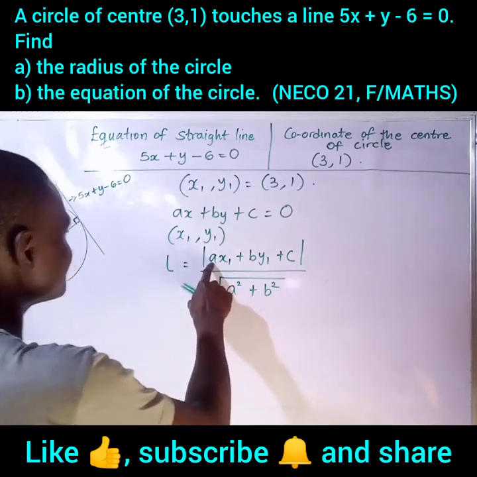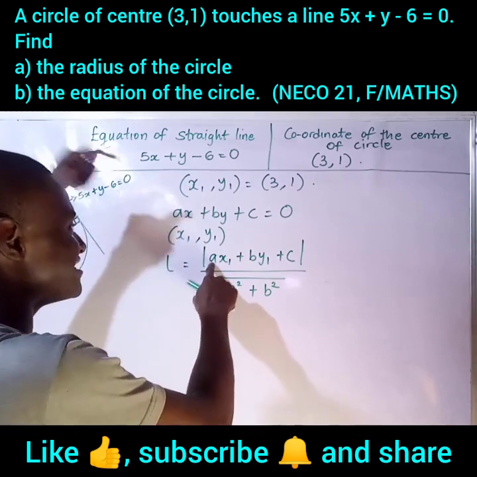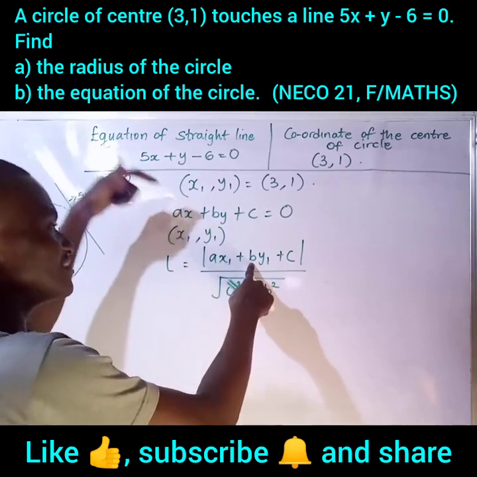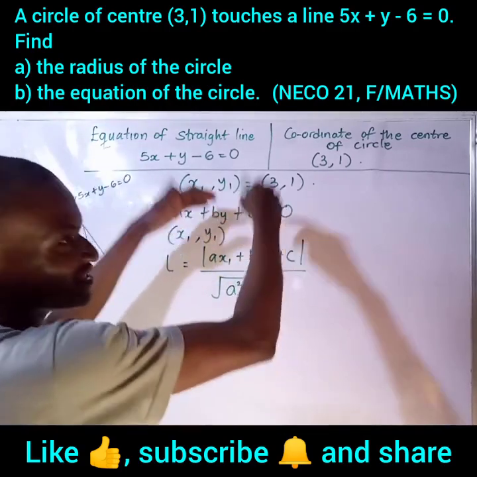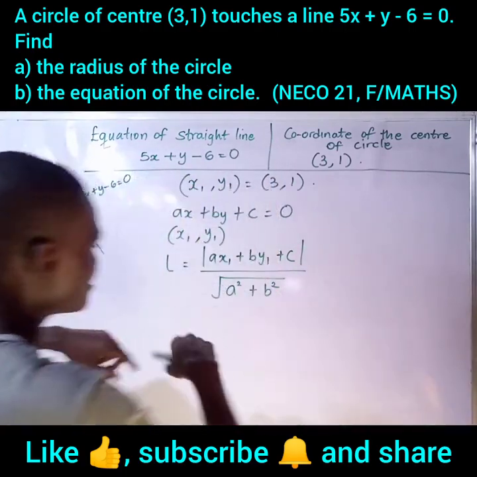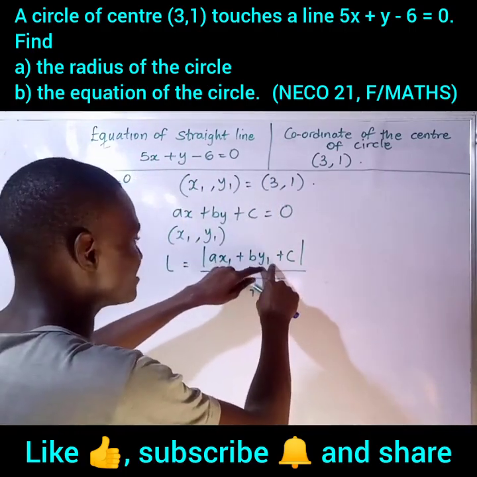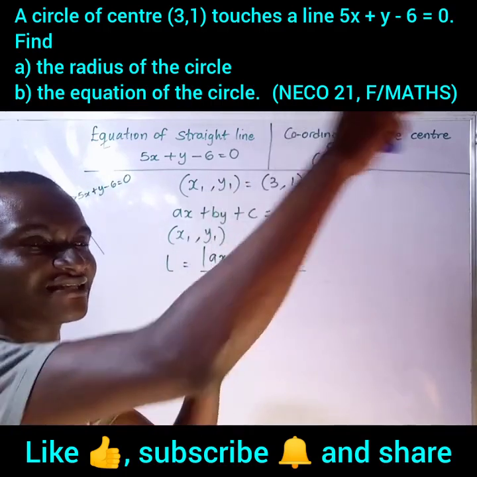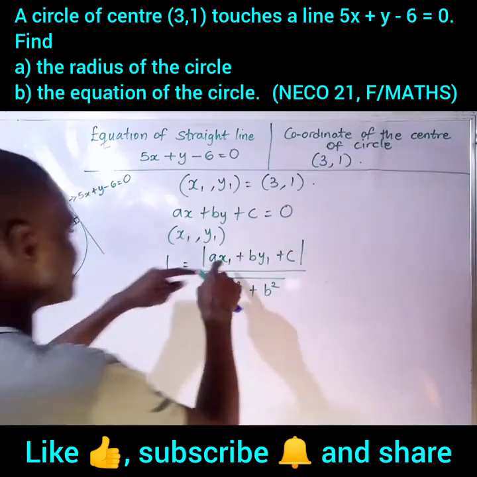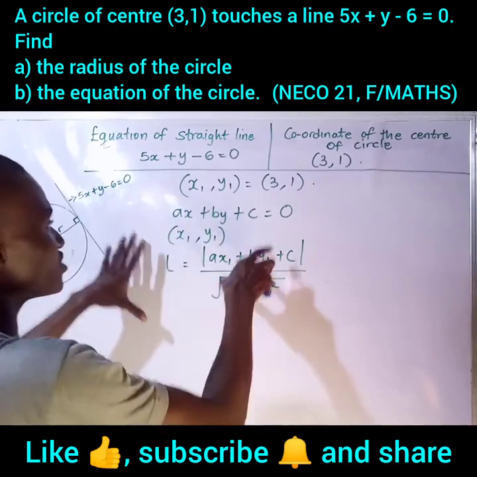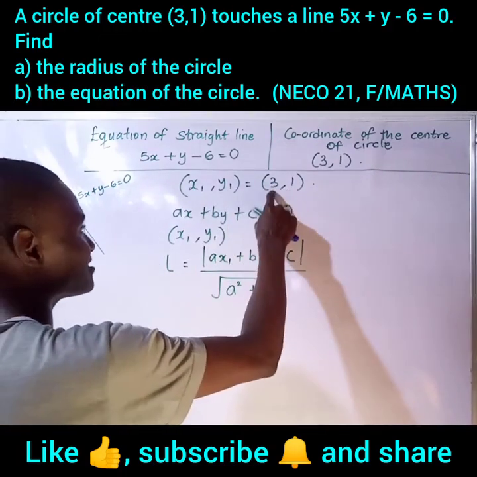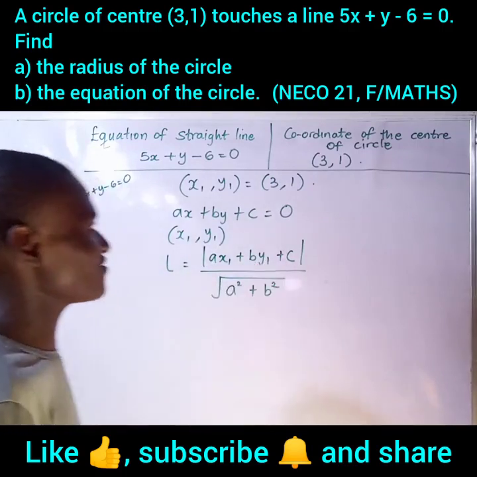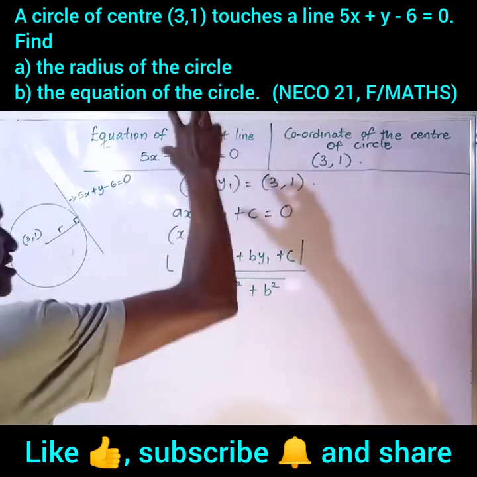You see, this a represents the coefficient of x in the equation of the straight line. This b represents the coefficient of y in the equation of the straight line. And the c represents the constant in the equation of the straight line. While this x1 and y1 represent the coordinates of the point from which the line that is intersecting that straight line is meeting, and that is (x1, y1). So based on what we have, our x1, y1 are 3 and 1. But the question now is, what is our a, what is our b, what is our c? Now, we have to recall the equation of the straight line that was given to us.